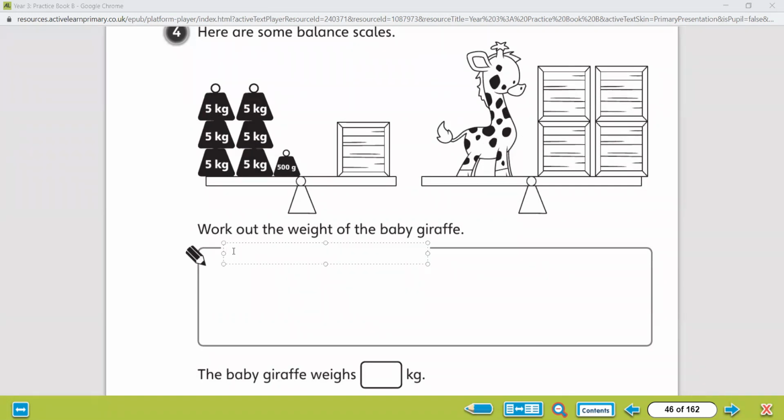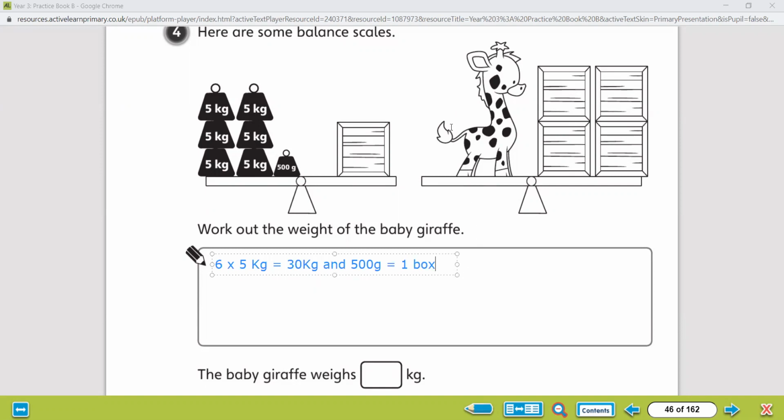So 1 box, I've got 6 lots of 5 kilograms and then 500 grams, and 500 grams is half a kilogram. So the first thing I've got to do is 6 times 5 kilograms equals. So 6 fingers counting in 5: 5, 10, 15, 20, 25, 30. That is 30 kilograms. And I've got 500 grams. Okay, so that tells me how much one box is. I'm going to put equals one box so it's nice and clear.